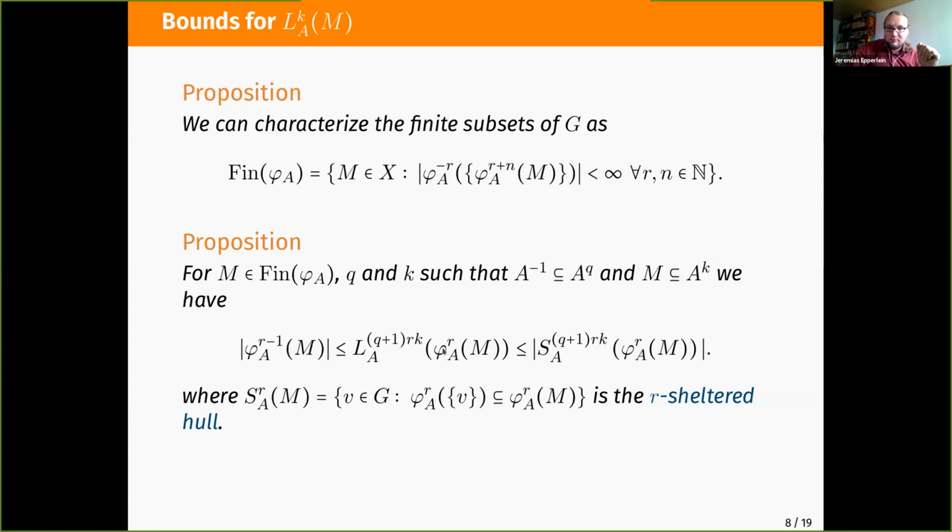And for the upper bound, you look at such a set S_R^A of M. These are all elements of the group such that the R ball centered at v is contained in this thickened version of M. And it's clear that all sets that we are counting here must be subsets of this. And then we take log two. So the upper bound is also pretty obvious.